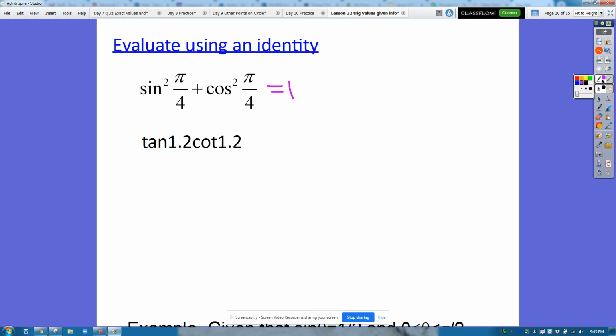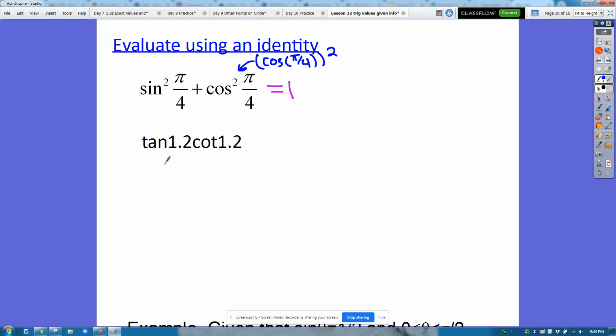And if this is your first time seeing this, it might look weird to you. This means cosine of pi over 4 and the whole thing is squared. So it's the value that's being squared. But that looks funky if you look at all those parentheses you have to use. So that's why we put the squared with the cosine. That's what it actually means.